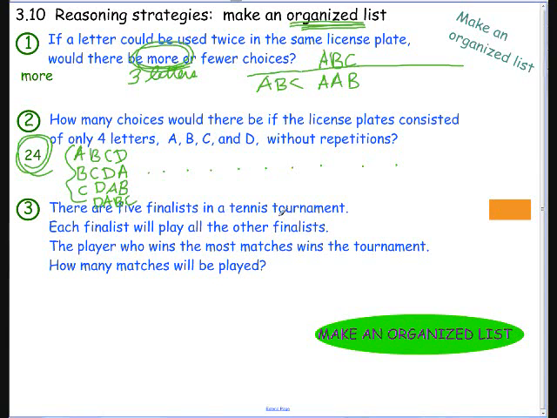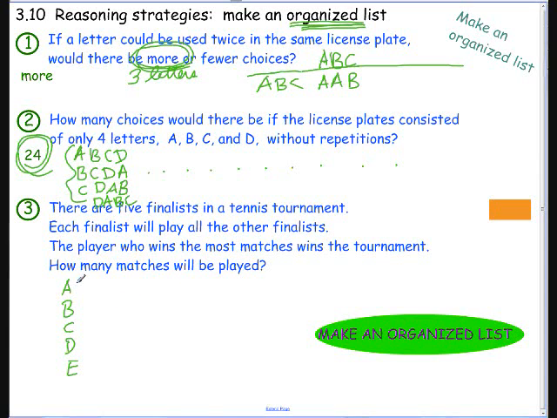There are 5 finalists in a tennis tournament. Each finalist will play all the other finalists. Okay, so we've got all these people: A, B, C, D, and E. Each one will play all the others. The player who wins the most matches wins the tournament. How many matches will be played?